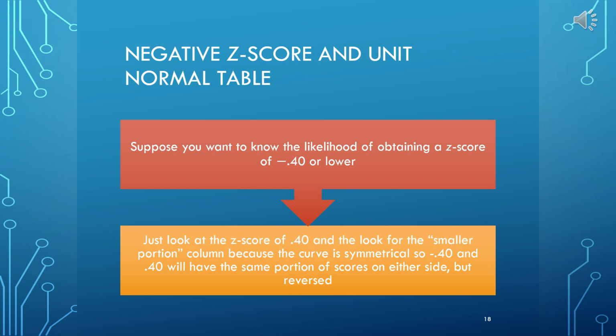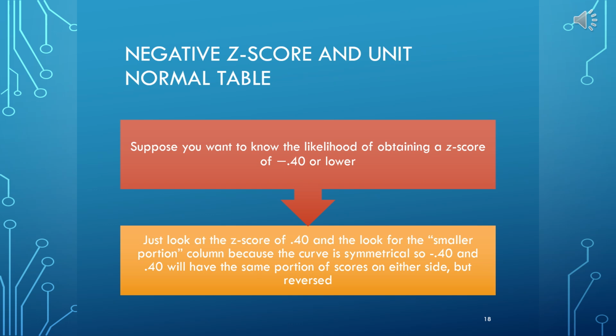Well, because the normal curve is exactly symmetrical, if you look at positive 0.40, 0.4 standard deviations above the mean, it's going to give you the exact same proportions on either side under the normal curve, but they'll be a little reversed from each other. If you're 0.4 standard deviations below, then the smaller portion will be to the left and the bigger portion will be to the right. But if you look at 0.4 standard deviations above the mean, the smaller portion will be to the right and the bigger portion will be to the left, right? So you just flip-flop those.